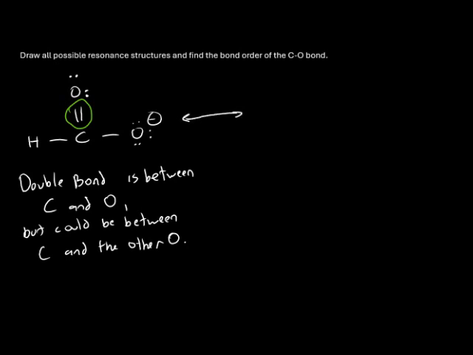Therefore, to draw a resonance structure, we can draw the double bond in the other position pointed toward the other oxygen. This oxygen on the right, which was previously single bonded, can be double bonded and end up with 4 dots rather than 6 dots. And then this oxygen in the upward position, that was previously double bonded, can be single bonded and have 6 dots. And it turns out these structures are equal resonance structures.